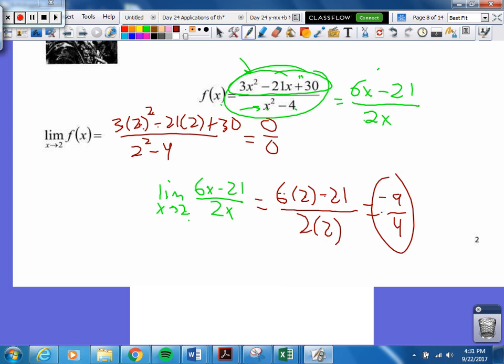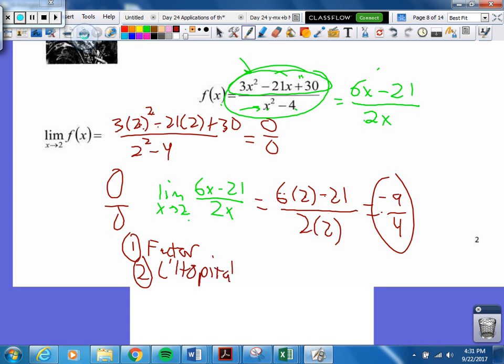So now, whenever I have 0 over 0, I have two things to do. 1, I can factor, or 2, I can use L'Hôpital's rule. Awesome. Alright, let's keep practicing.